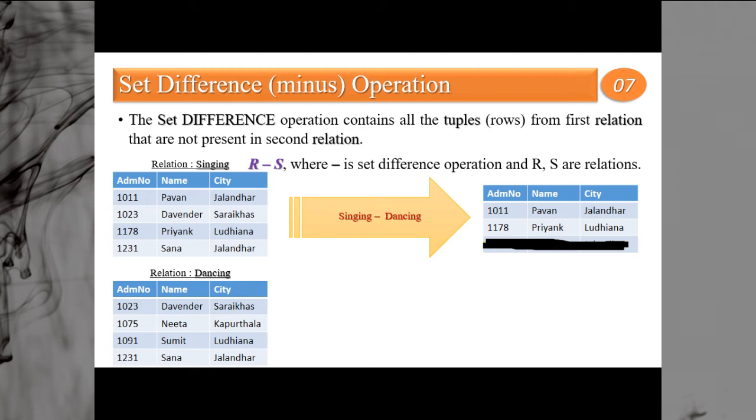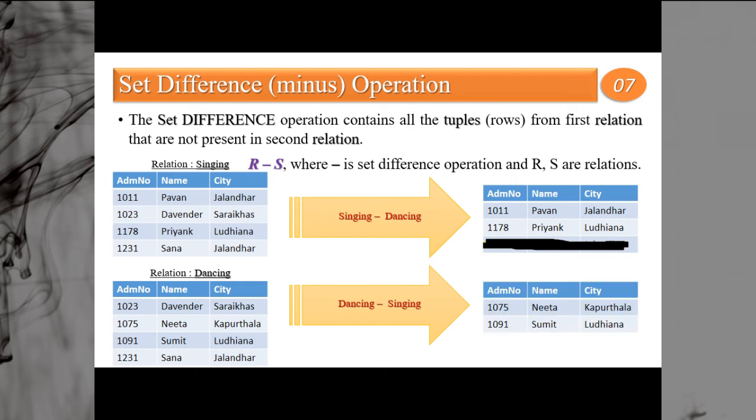Furthermore, if we perform dancing minus singing, then we get these results. Devender is present in singing, so he will not be displayed. Nita is not present in singing, so she will be displayed. Sumit is not present in singing, so he will be displayed. Sana is present in singing, so she will not be displayed. So this is how the minus operation, or set difference operation, works.